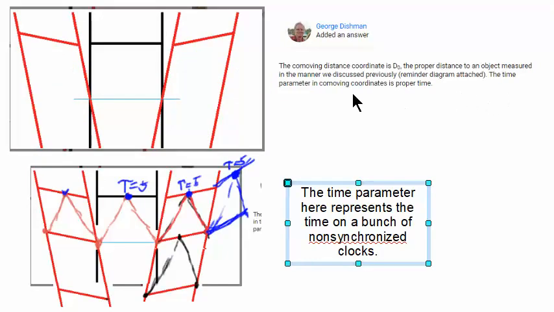So he says the time parameter in comoving coordinates is proper time. And I'm saying the so-called proper time parameter is actually not proper at all. It represents the time on a bunch of non-synchronized clocks.